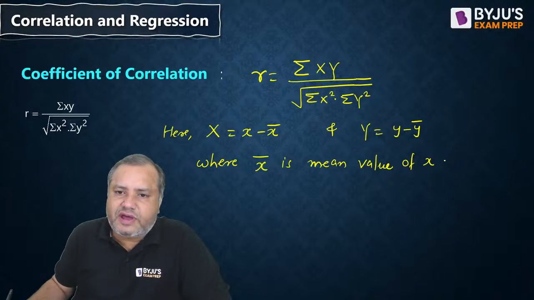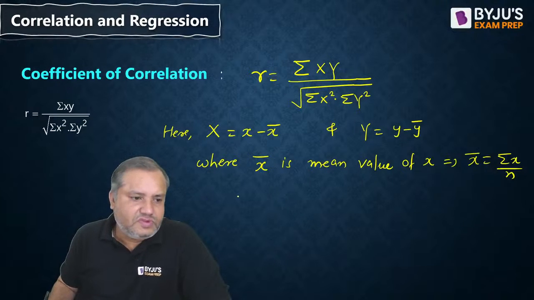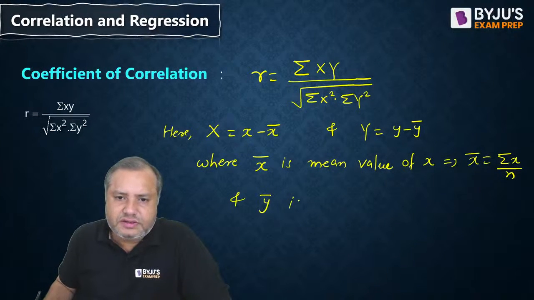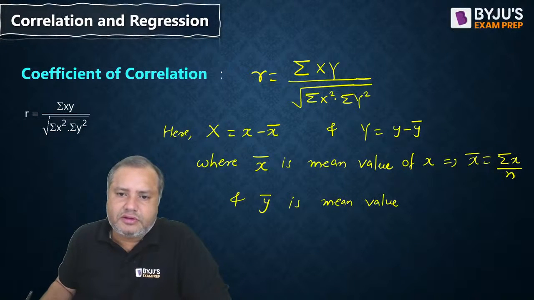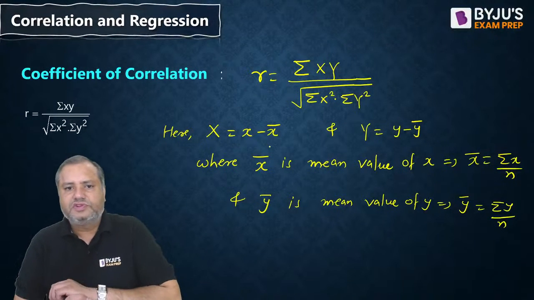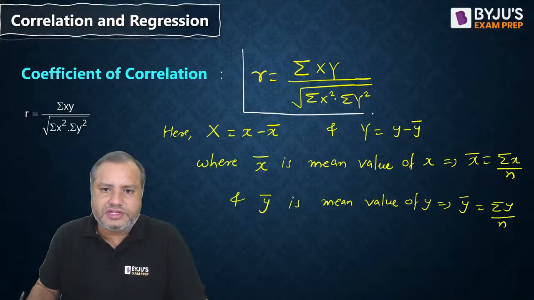X bar is the mean value of x, so x bar will be summation of x upon n. What about y bar? Y bar is the mean value of y, so this y bar will be summation of y upon n. Understood? Students, you got it? So this is the formula to calculate the coefficient of correlation.